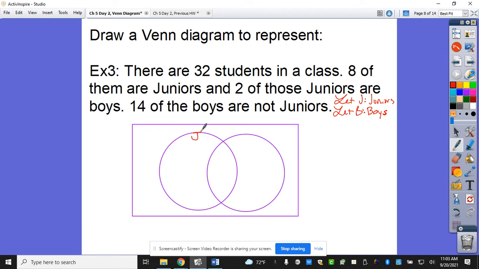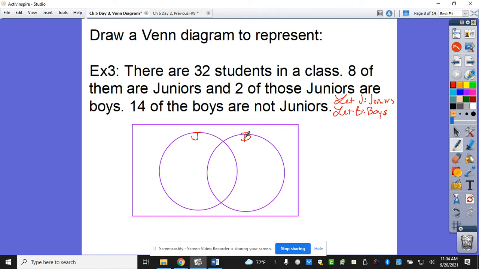It doesn't matter which one's left side, which one's right side. Alright, so we have to read this one in pieces. So 8 of them are juniors. Where would the 8 go? In the left circle. Don't write that.